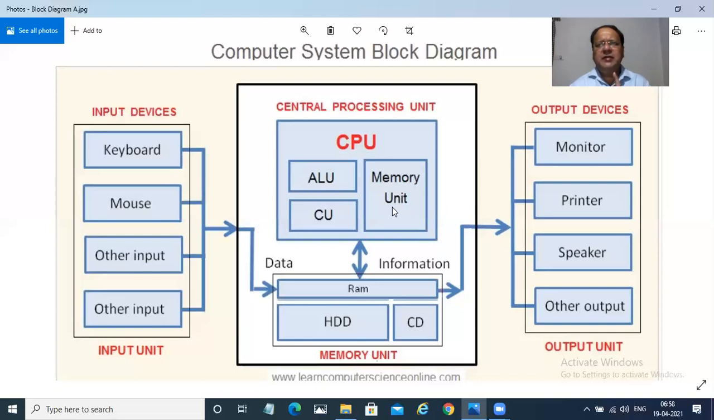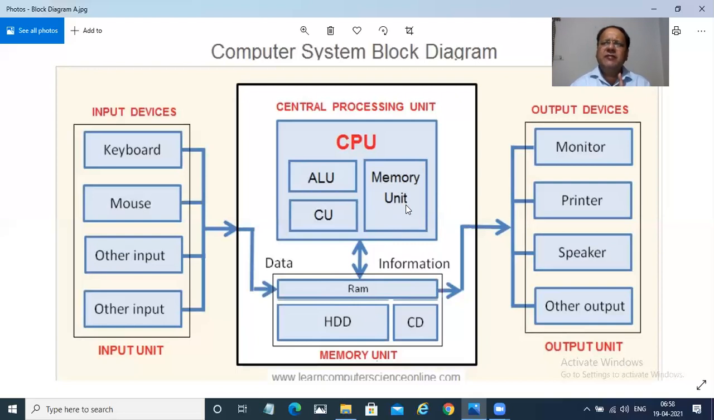I repeat, this memory unit which I am speaking about consists of the ROM. I am not talking of the RAM. I'll come to the RAM later. Yes, it is over here, very much over here. The RAM is also a part of this unit. But I am talking of the memory unit. In particular, I am talking about the ROM.